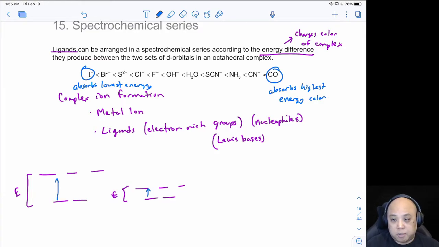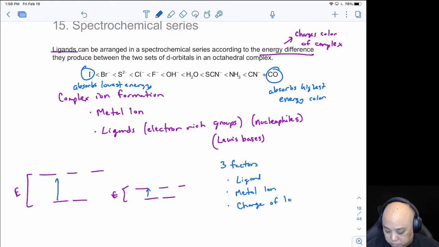And we'll see a color wheel on the next couple pages that will reference that as well. But so the ligand itself affects the distance between the split D sublevel, which affects what color is being absorbed and then what color is reflected. There are 3 factors. It's the ligand, the metal ion, and the charge of the metal ion. Okay, so those 3 factors kind of all together affect what color you see for the complex ion. Okay. Questions about that? Okay.